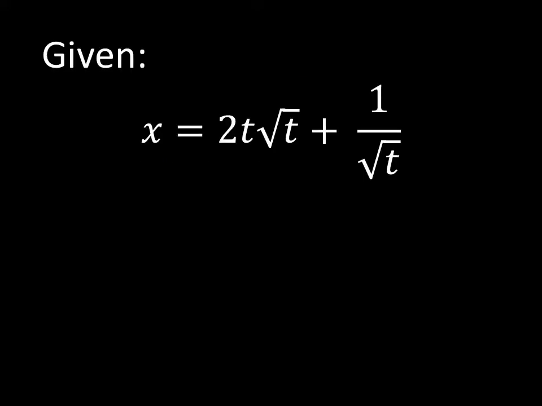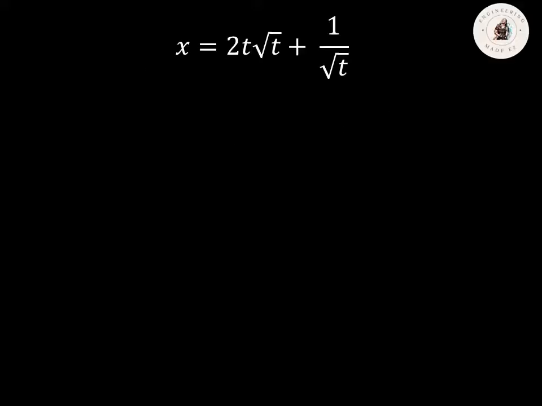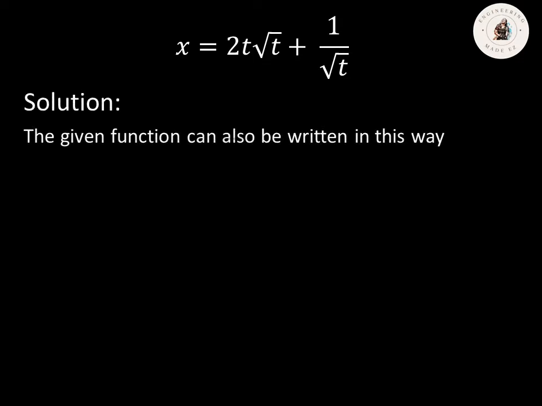To understand what we have discussed a while ago, let's solve this example. Let's differentiate the given function x is equal to 2t square root of t plus 1 over square root of t. To solve this, it is much easier if we transform the given function into an exponent form.